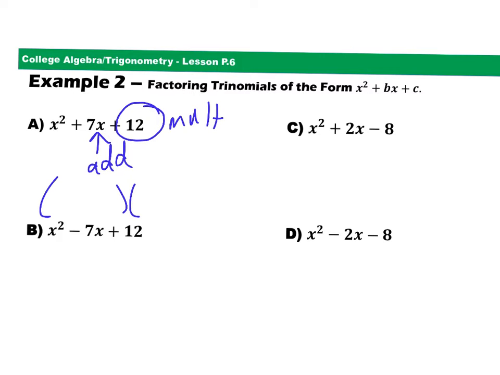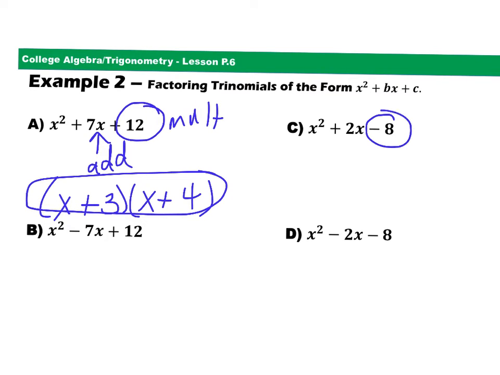Good. So get your parentheses set up, x and x, 3 and 4. I want a positive 12 when I multiply and a positive 7 when I add. So what operation goes in? Both. Good.